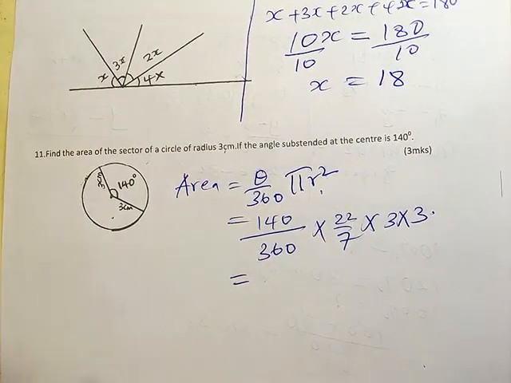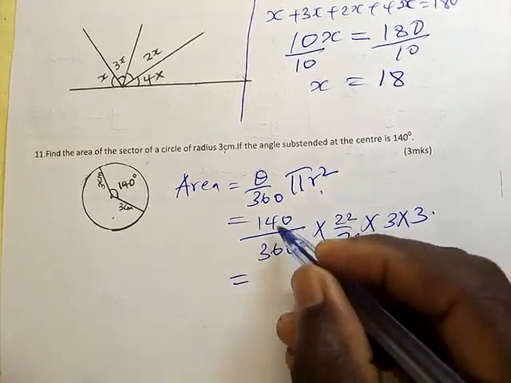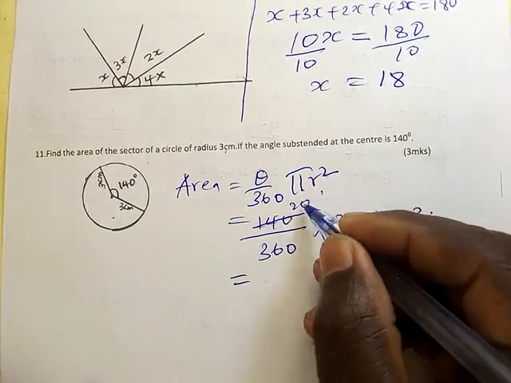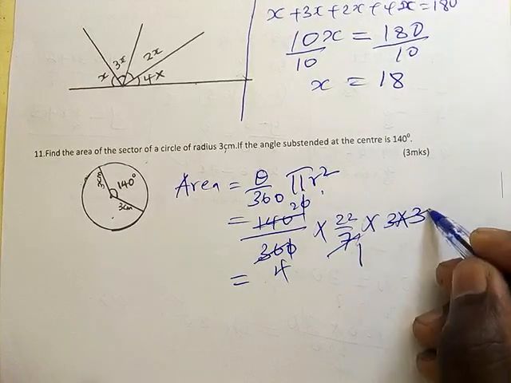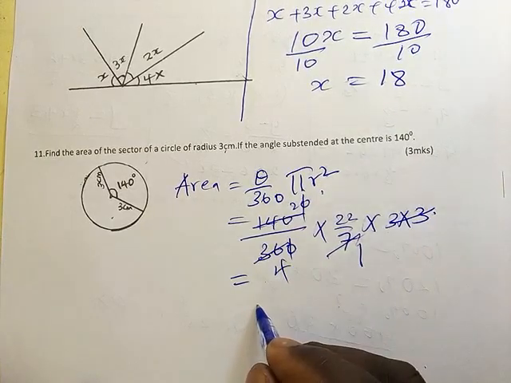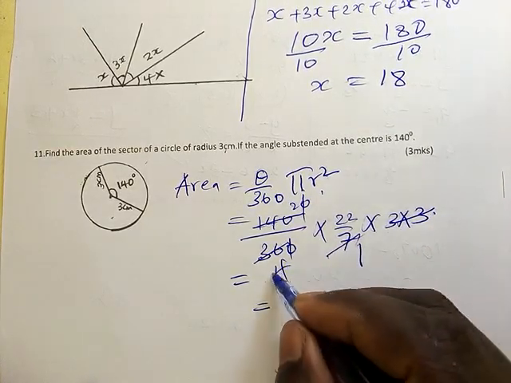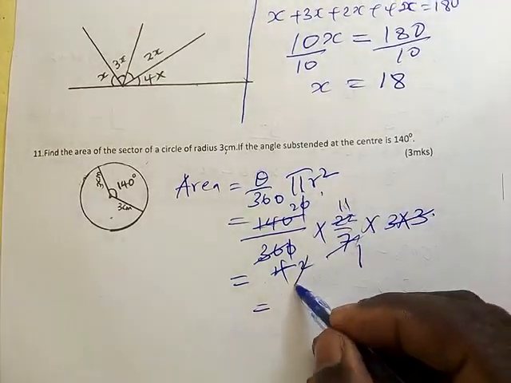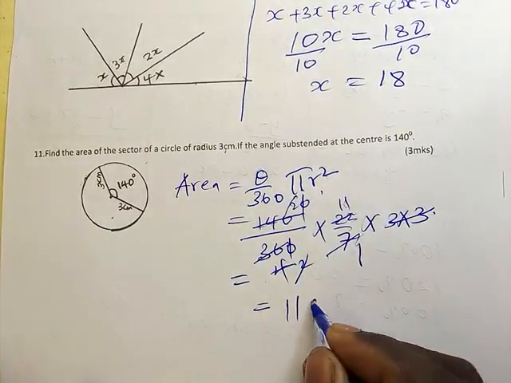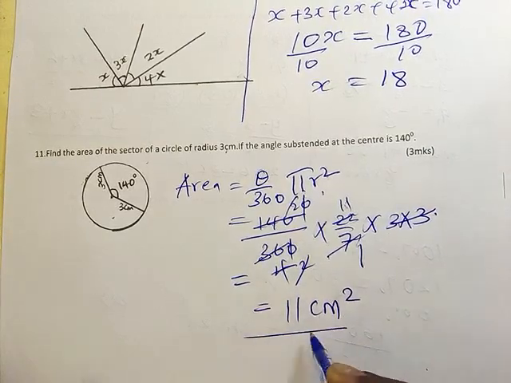Yes, so here 140 over 360, the zeros cancel. This 4 cancels, and the 2s cancel, so the answer here is 11 centimeters squared.